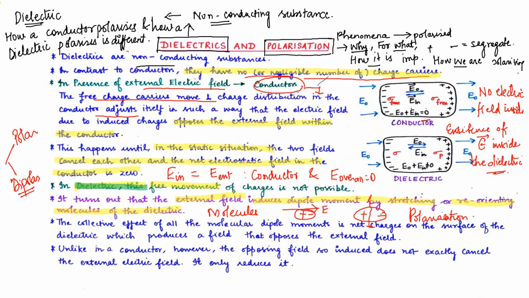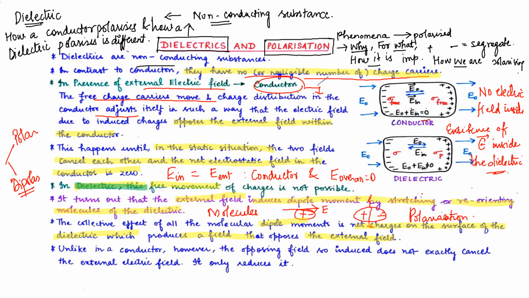Now, the collective effect of all molecular dipole moments is a net charge on the surface of the dielectric, which produces a field that opposes the external field. So when all these polarizations add up, it becomes like one big molecule which is being polarized.